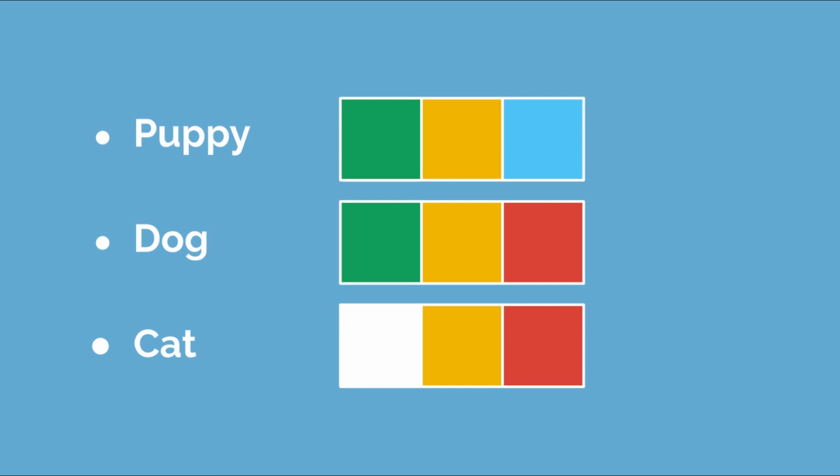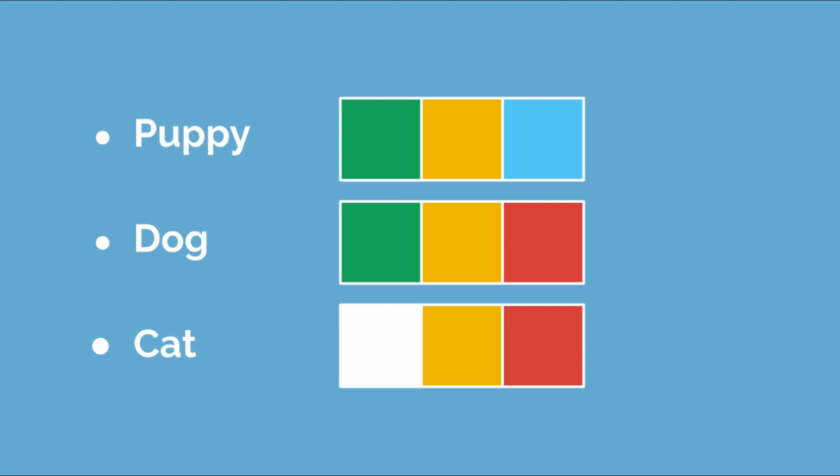Now you can see here, puppy, dog, and cat, they all share a yellow color, which means that they all share one number in their vectorized representation. So why do they share the yellow? Well, this could be for a whole number of reasons. I mean, they're all animals, they're all nouns. That could all be a reason that they all share the one color.